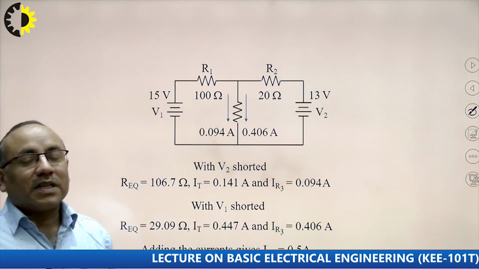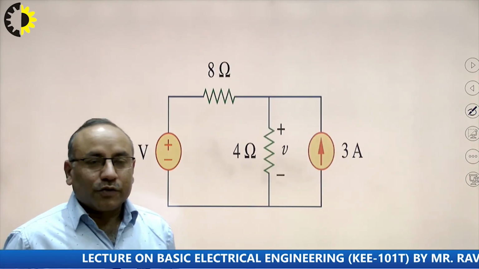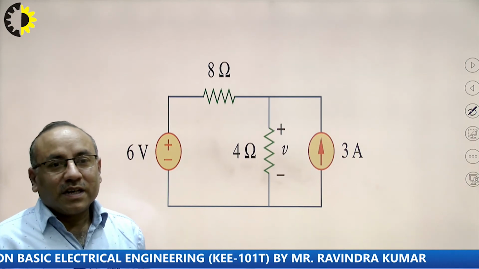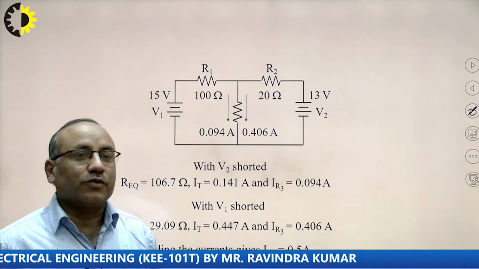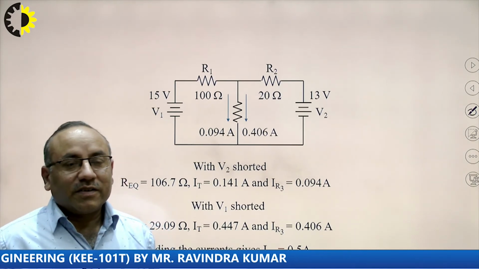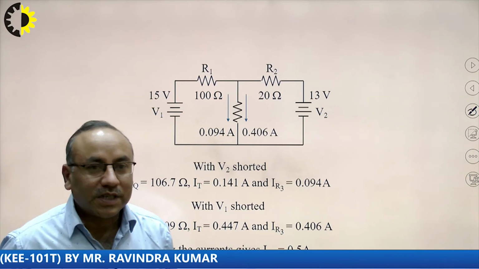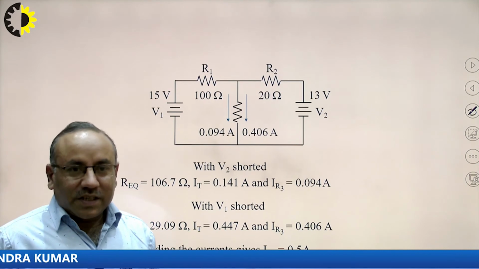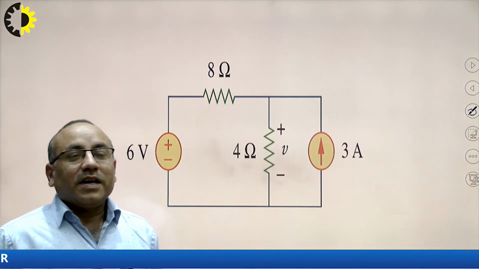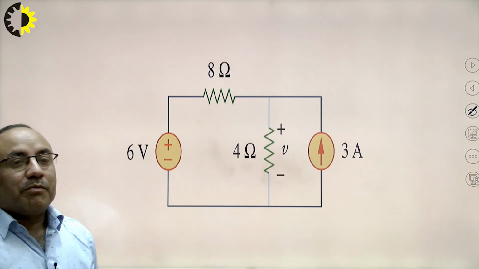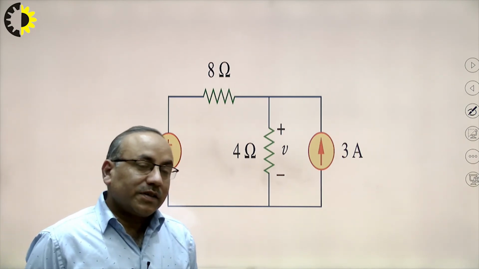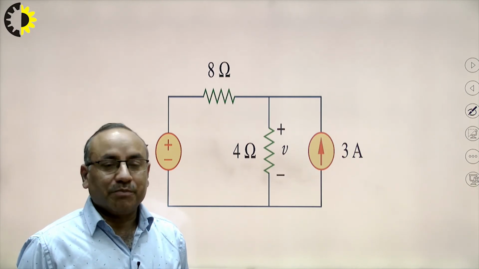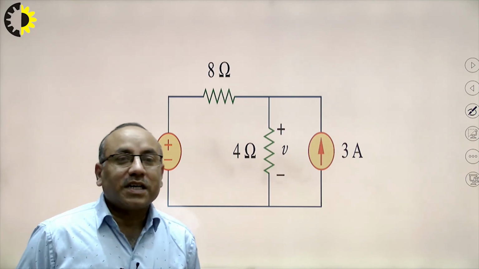Similarly, if we go for some other examples, we can also take how to solve the circuit using the superposition theorem. In the previous example, both the sources were voltage sources, V1 and V2, and we applied the superposition theorem in order to find the current in any branch. Now in this case, we again have two energy sources, but one is a voltage source of 6 volt, and the second is a current source of 3 ampere, and two resistances are there in the circuit.